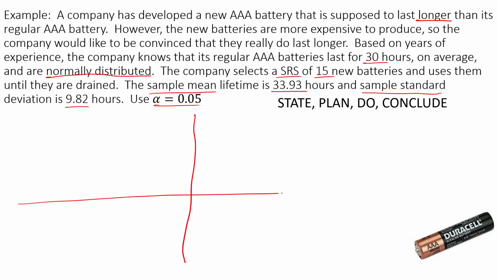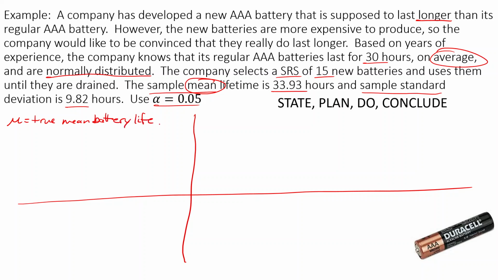So I'll go ahead and draw in my cross. And then we've got a state. So we're talking about means, right? Mean on average. So the mean life, so mu would be the true mean. We're talking about battery life, I guess, of the new batteries. New AAA batteries.